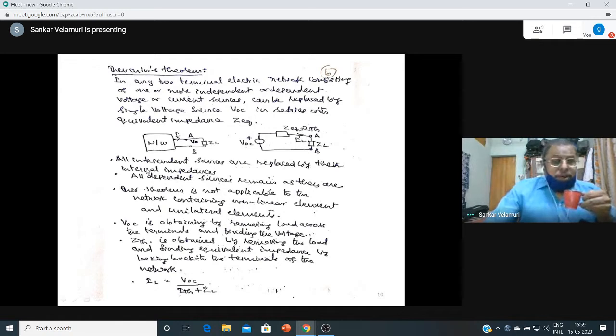So all independent sources are replaced by their internal impedances. All dependent sources remain as they are. This theorem is not applicable to a network containing non-linear elements and unilateral elements. Unilateral elements are those semiconductor devices, where current flows in only one direction, when forward biased. Right?